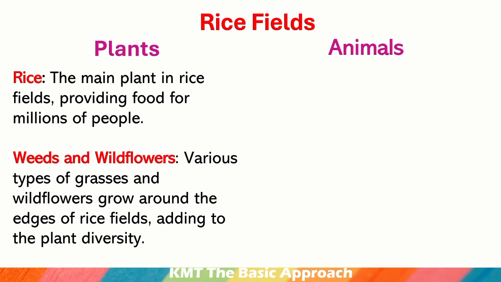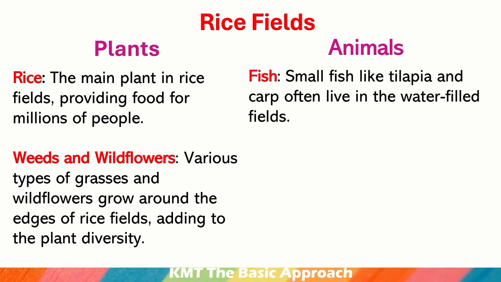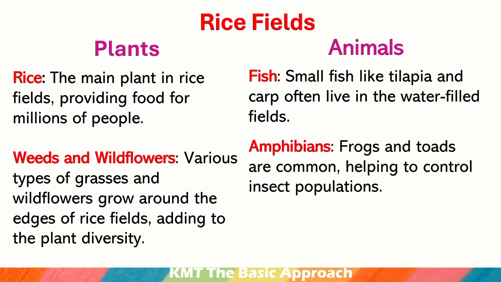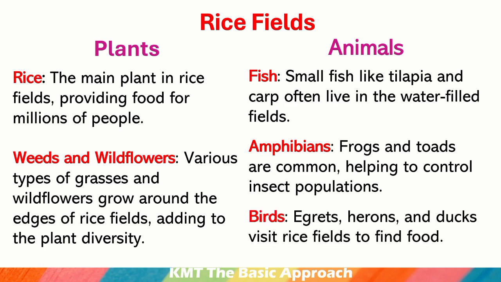Examples of animals in the rice field. Fish. Small fish like tilapia and carp often live in the water-filled fields. Amphibians. Frogs and toads are common, helping to control insect populations. Birds. Egrets, herons, and ducks visit rice fields to find food.